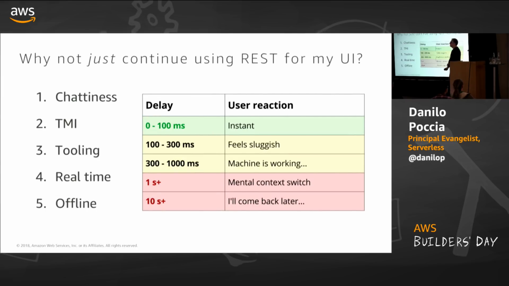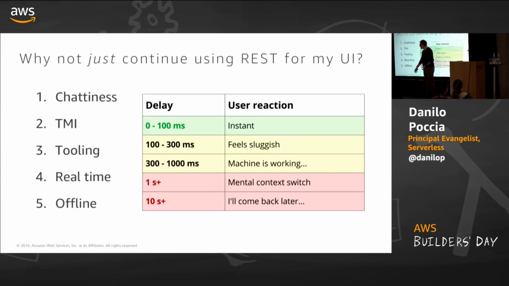REST is the traditional approach for backend APIs, but probably is not the best approach for user interfaces, so for mobile apps and web applications. The main reason is probably chattiness. If you trace any REST API call, there's lots of data on the wire, even if the actual payload is small. There's too much information.